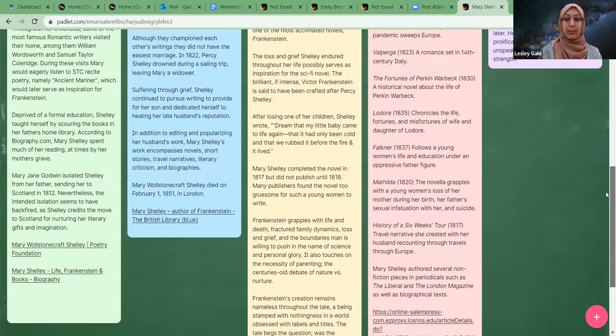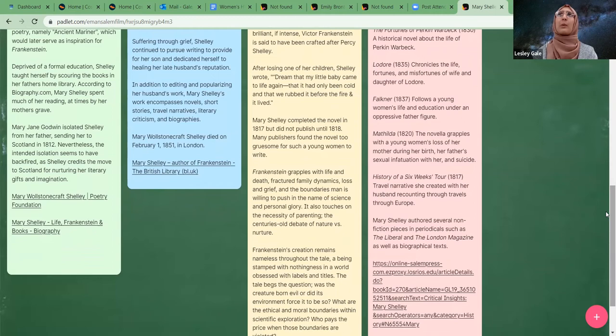Frankenstein grapples with life and death. It grapples with fractured family dynamics. It also deals with the boundaries that man is willing to push in the name of science and in the name of personal glory. It also touches on the necessity of parenting, motherly love, fatherly love, and the centuries-old debate, nature versus nurture. Once you read the novel, you know that the creature that Frankenstein creates from death remains nameless.